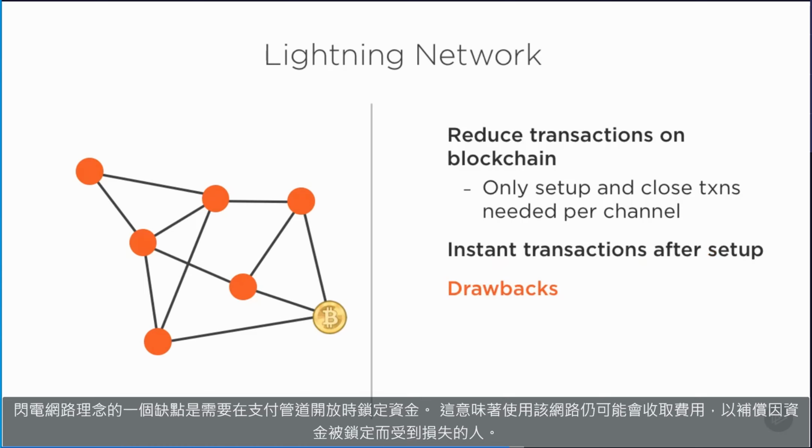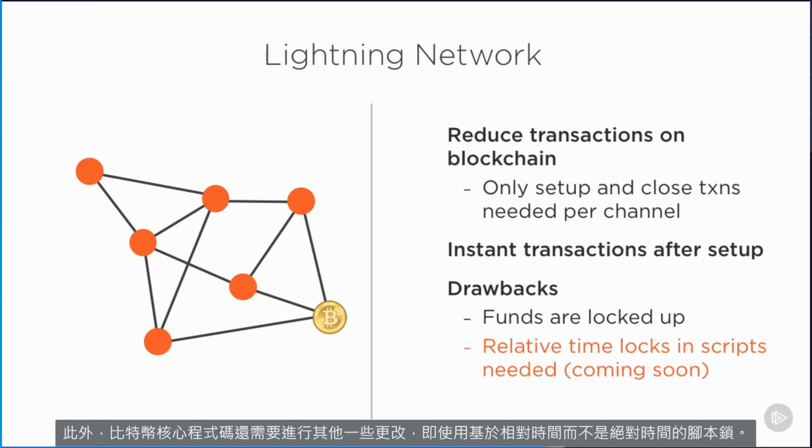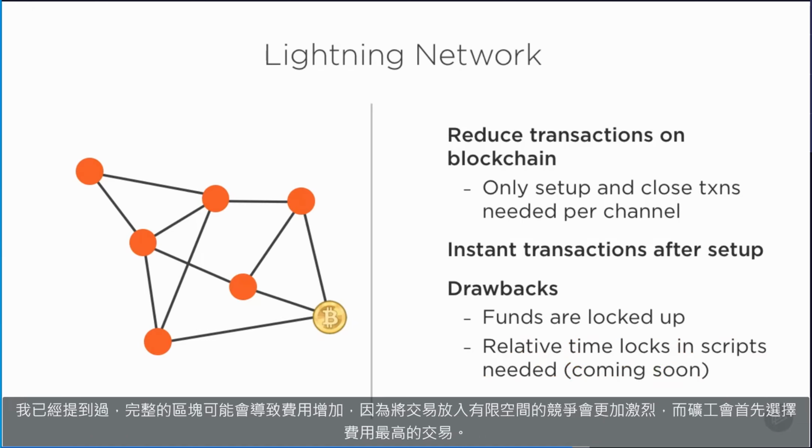One drawback to the Lightning Network idea is the need to lock away funds while a payment channel is open. This means there will still likely be fees for using the network to compensate people for having funds locked up. Also, there are several other changes needed to the core Bitcoin code, namely the use of script blocks based on relative time and not absolute time.